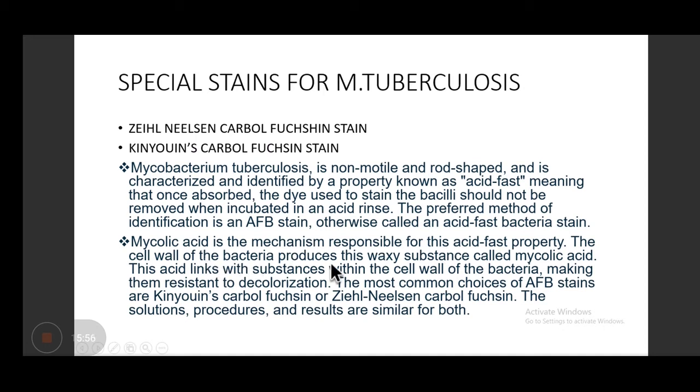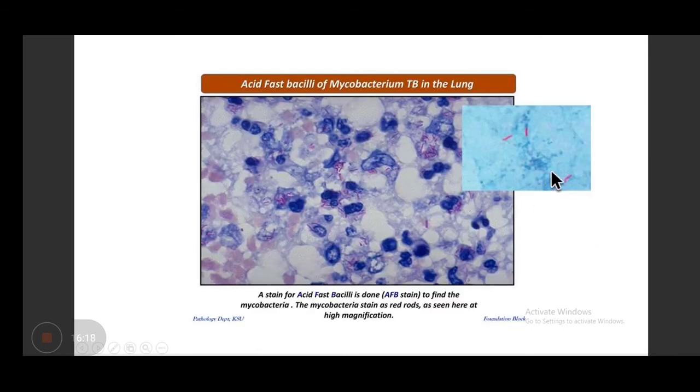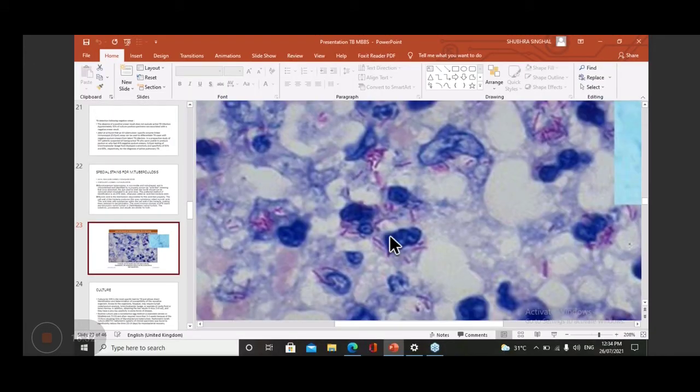The cell wall of the bacteria produces this waxy substance called mycolic acid, which links with substances within the cell wall of the bacteria, making them resistant to decolorization. So the color won't go. The most common choices of AFB stains are Kinyoun's or Zn carbol fuchsin, and the solutions, procedures, and results are similar for both, as we have discussed. So this is the picture. You can see these pink, elongated bacilli. You can enlarge it a bit. These are your bacilli, right?